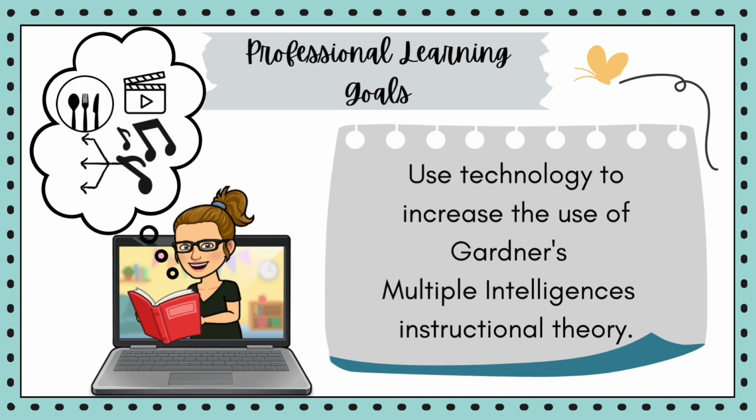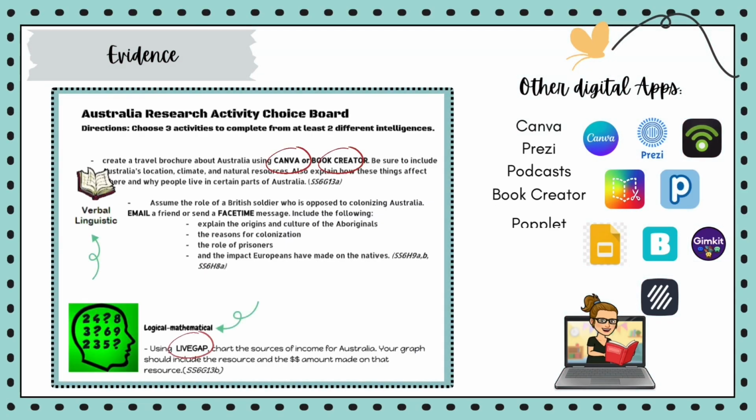My second professional learning goal was to use technology to increase the use of Gardner's Multiple Intelligences instructional theory. I met this goal by designing the Australia Unit Free Choice Board as a reflection of Gardner's Multiple Intelligences, and then requiring students to find or use digital tools to express their chosen intelligences. Examples can be seen here.